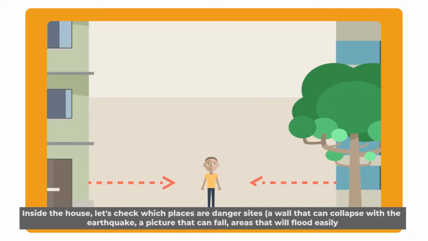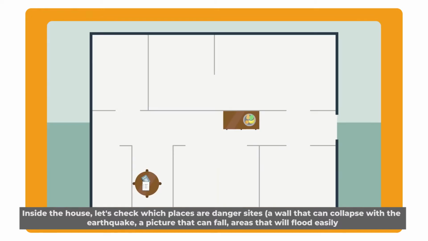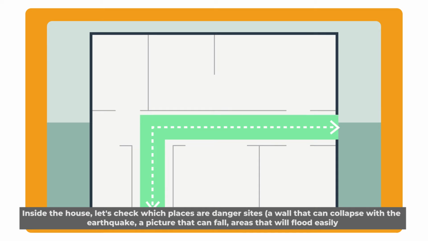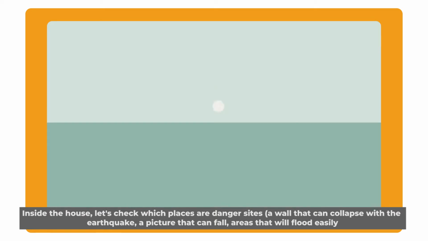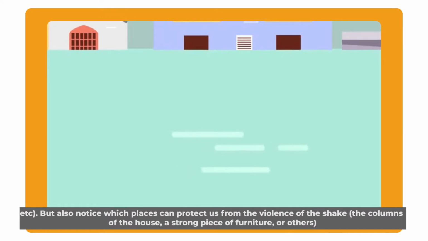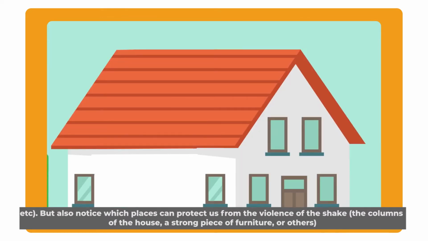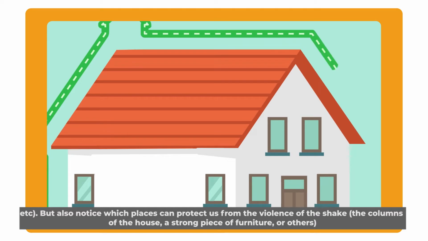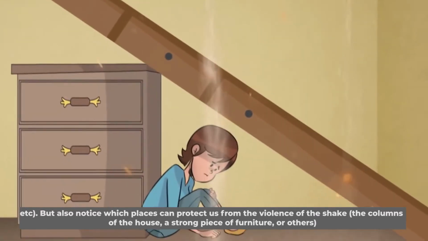Inside the house, let's check which places are danger sites: a wall that can collapse with the earthquake, a picture that can fall, areas that will flood easily, etc. But also notice which places can protect us from the violence of the shake: the columns of the house, a strong piece of furniture, or others.